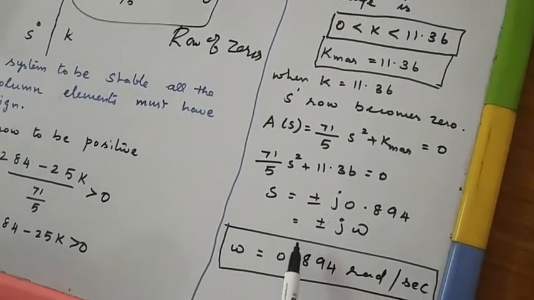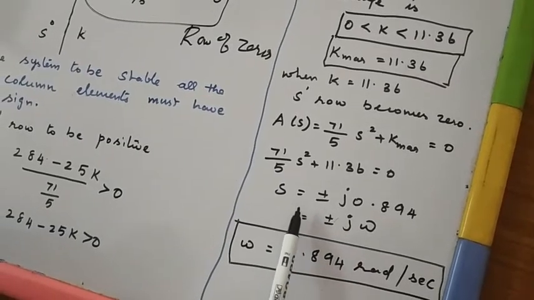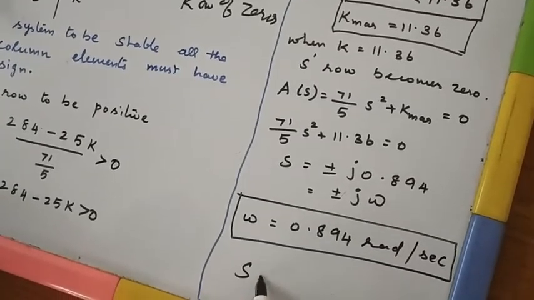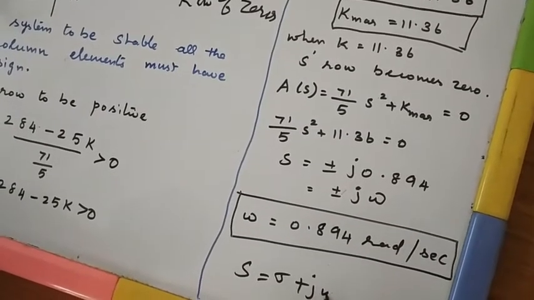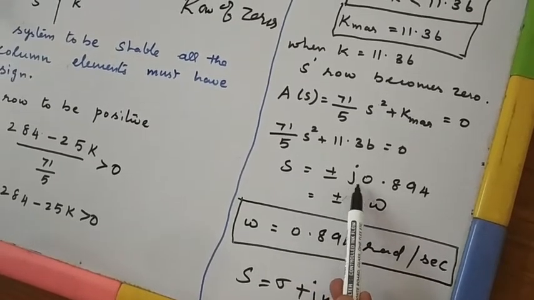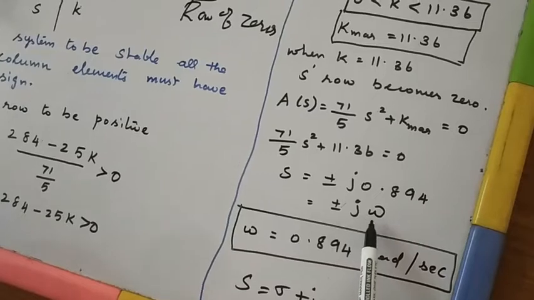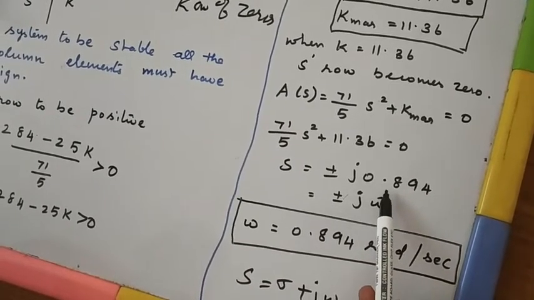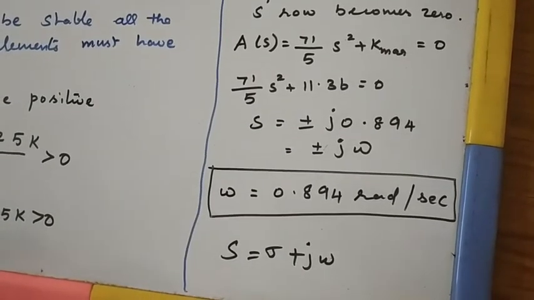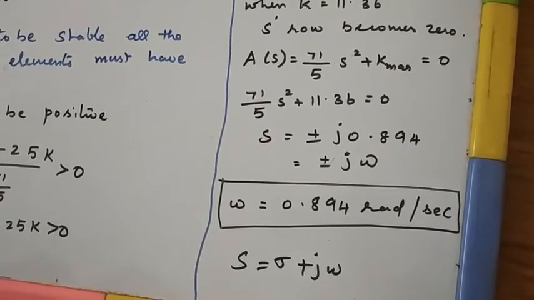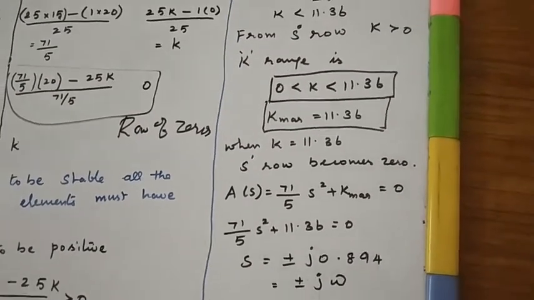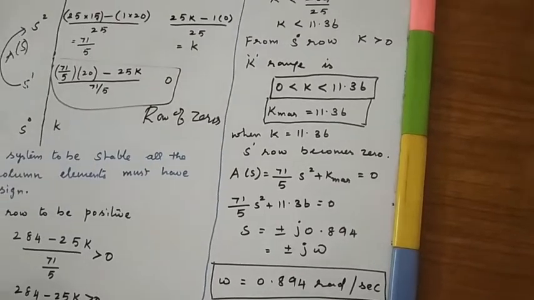So how do we get that frequency? Here the s roots we got from the auxiliary equation. What is the s value? s is sigma plus j omega. Here the real part value is 0. So I can equate this j 0.894 with j omega, where the omega value is equivalent to 0.894 radian per second. So this is how we find the gain values for the system to be stable and marginally stable, and the frequency of the sustained oscillations.